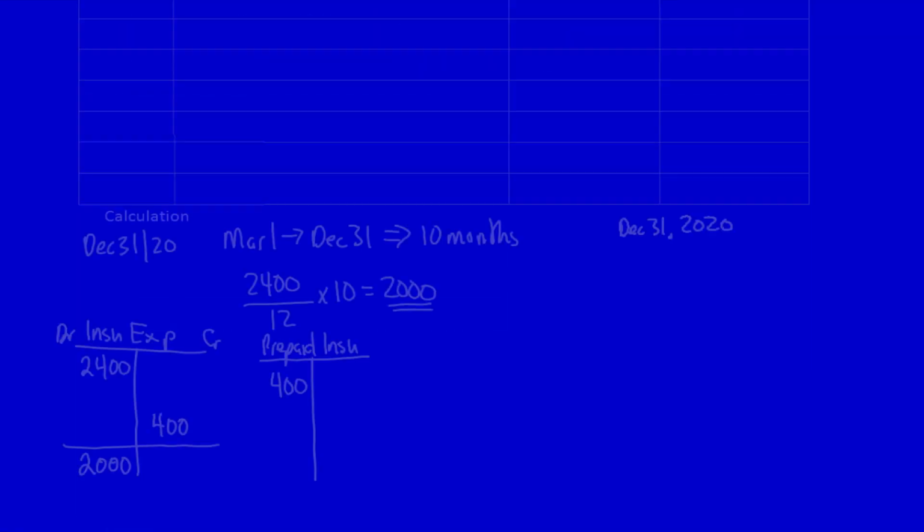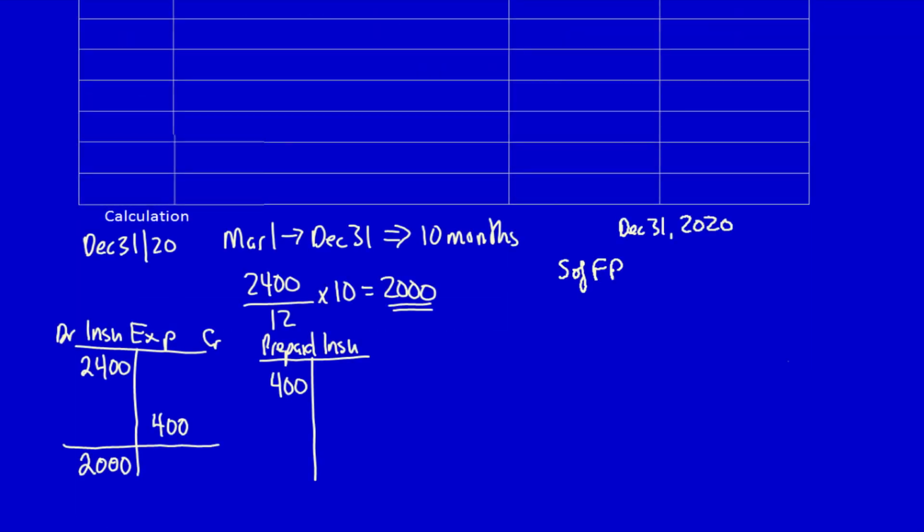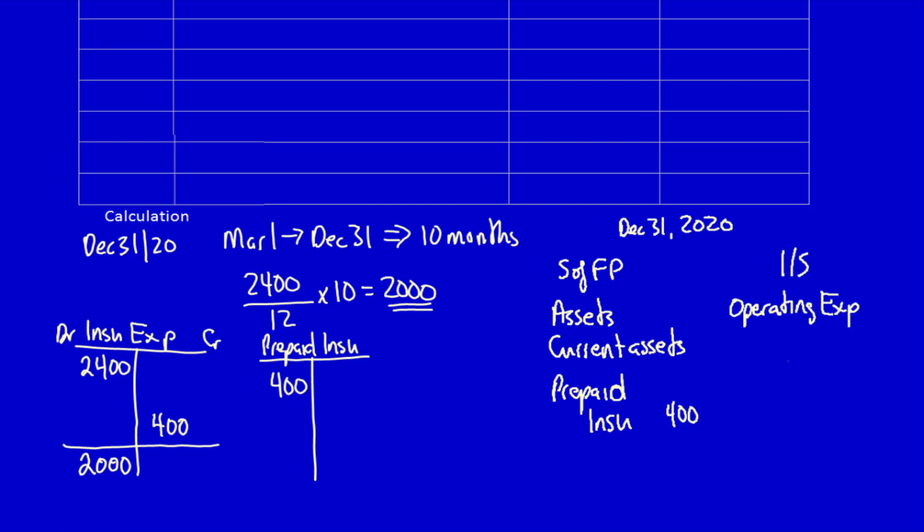Let's look at the statement of financial position and the income statement at the end of 2020. On the statement of financial position, we've got assets, current assets, prepaid insurance, $400. We also have on the income statement operating expenses, insurance expense, $2,000. You'll notice if you flip back to the balance sheet method that our financial statements look exactly the same under the income statement method as they did under the balance sheet method.